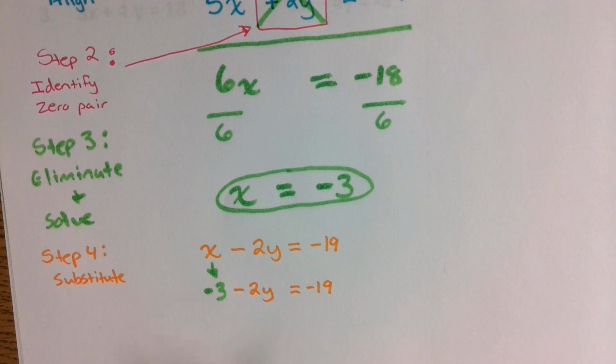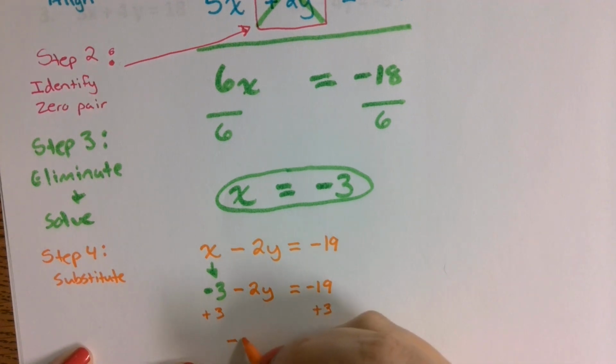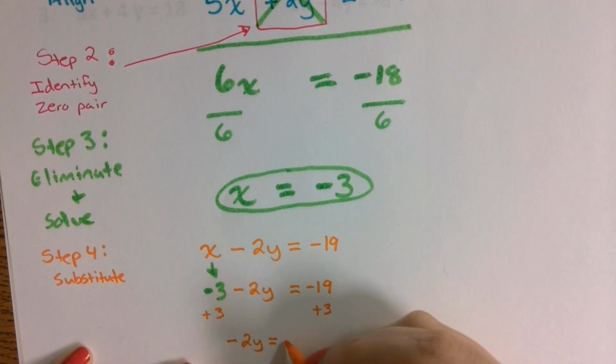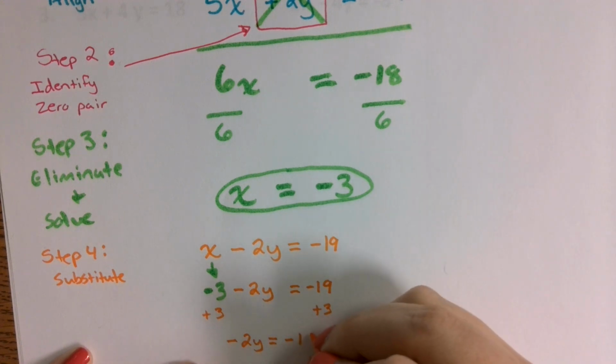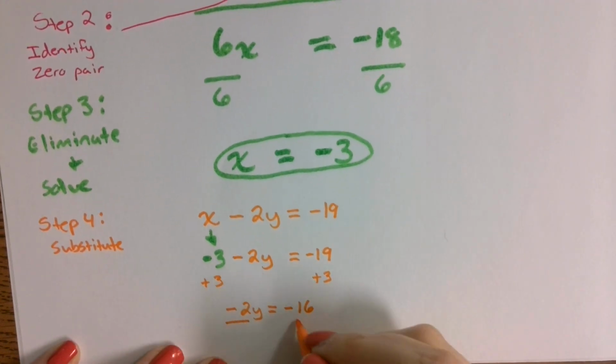My first step is to add 3 to both sides. That gives me negative 2y is now equal to negative 16. And then I'm going to divide both sides by a negative 2, and I'm going to get that y is equal to a positive 8.